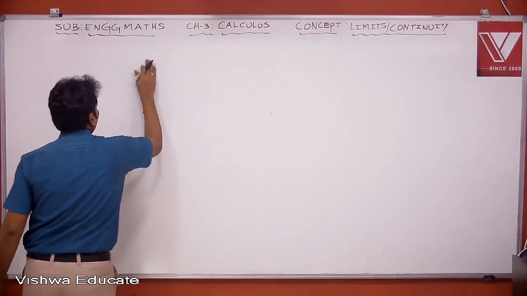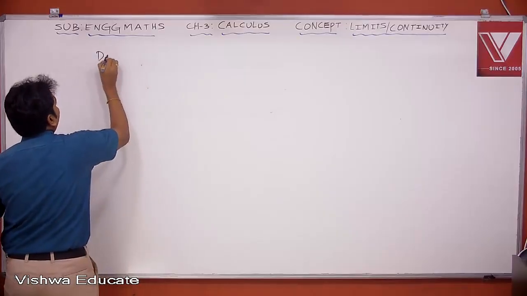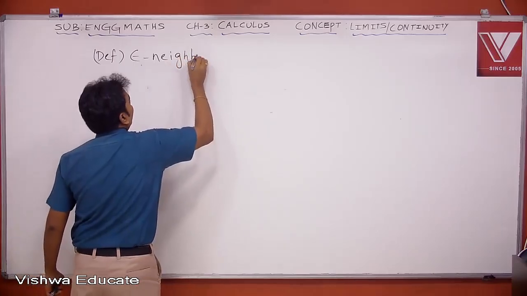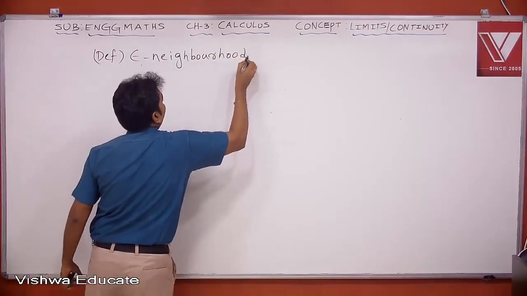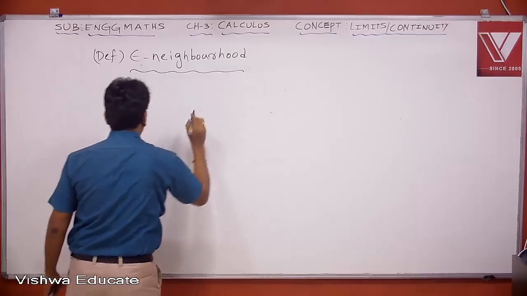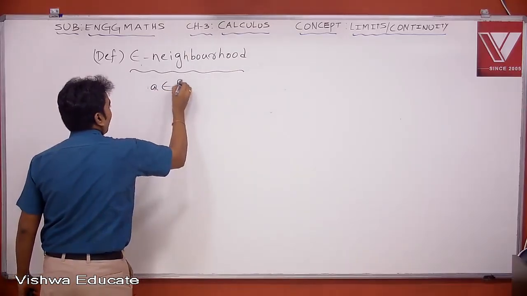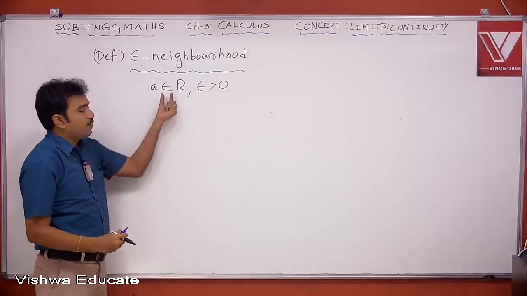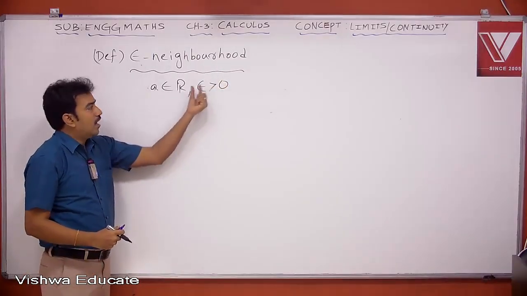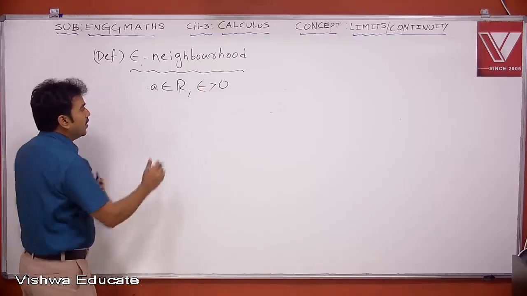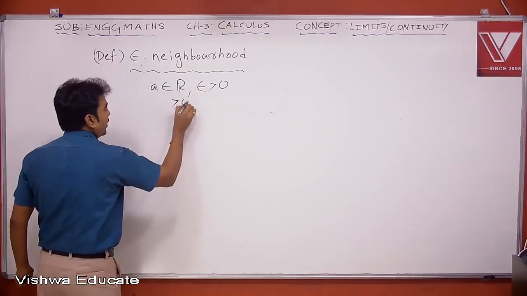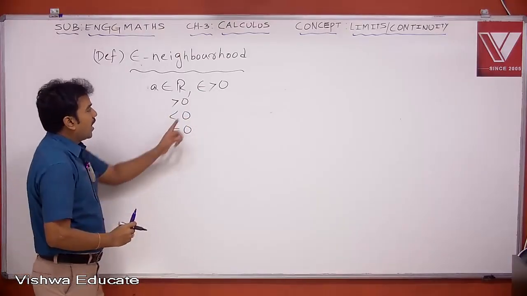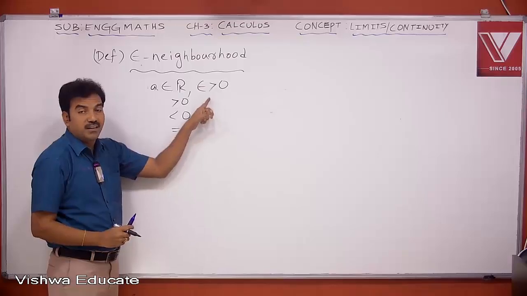So we start with the definition of epsilon neighborhood. Let us see what it is. Suppose A is a general real number and epsilon is a number which is greater than 0. Since A is a real number, it can be greater than 0, less than 0, or equal to 0. But we have a restriction on epsilon: it must be greater than 0.